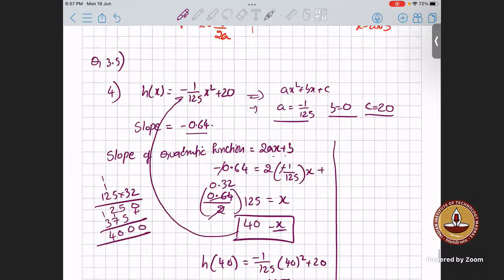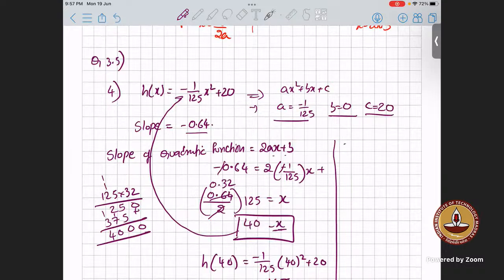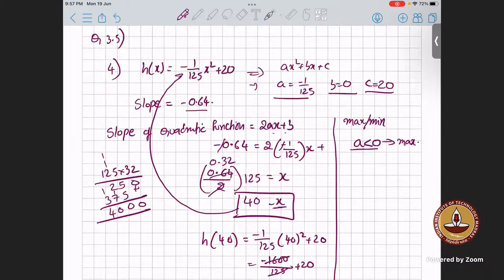Is it a maximum or a minimum? A is less than 0, so it will be a maximum. We find minus b by 2a, that is equal to 0 by 2 into 1 by 125, that equals 0. Substitute: h of 0 equals 0 plus 20, that equals 20.